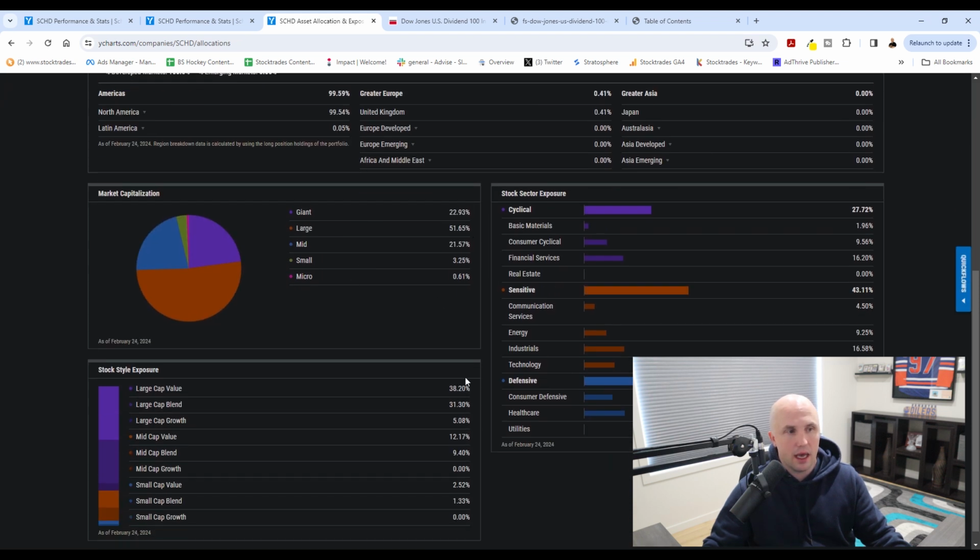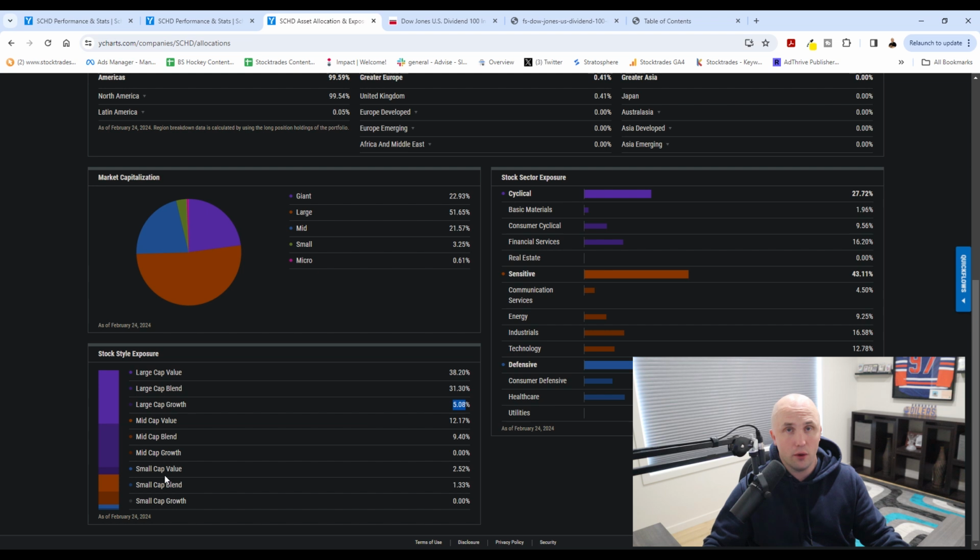So you're looking at 70% of this fund is either large cap value or large cap blend, another 5% with large cap growth. There is virtually no small cap exposure in this fund, although the criteria for that Dow index is 500 million in market cap or more. About 4% exposure to small cap stocks. So you're not really going to get that with SCHD.